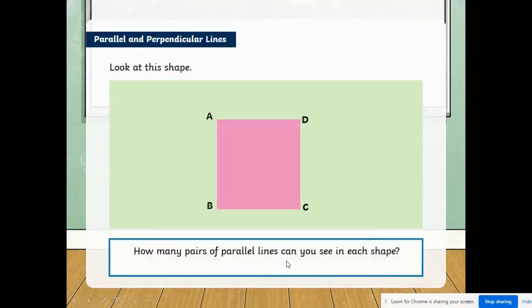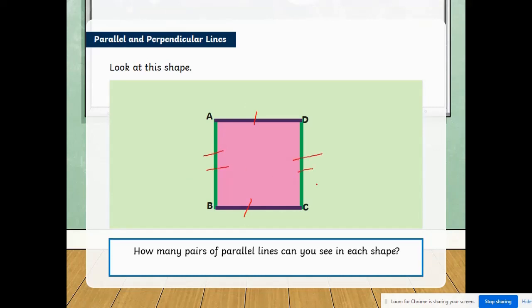How many pairs of parallel lines can you see in this shape? Okay, so line AB is parallel to line DC. Line AD is parallel to BC. So how many pairs are there? Remember, when we say pairs, it means there are two lines. So this line and this line is one pair of parallel lines. This line and this line is another pair of parallel lines. So we have two pairs of parallel lines. One pair and second pair. Okay.